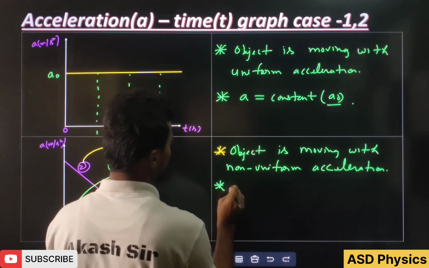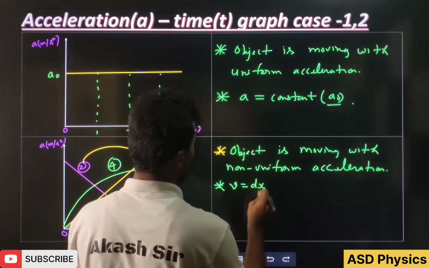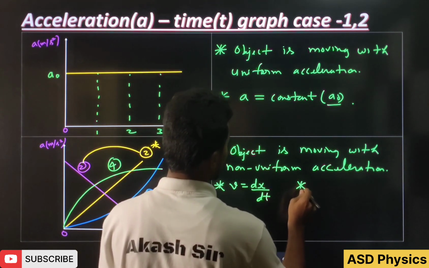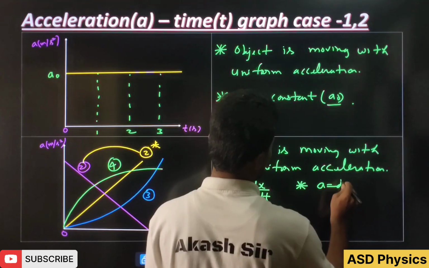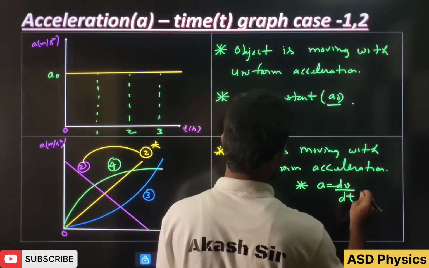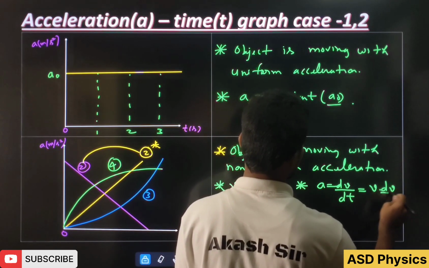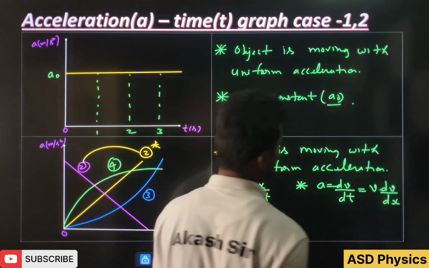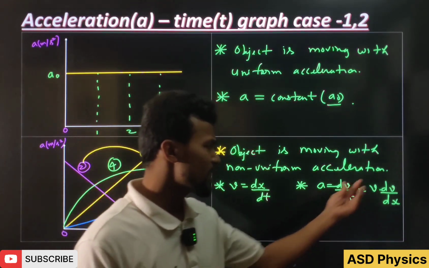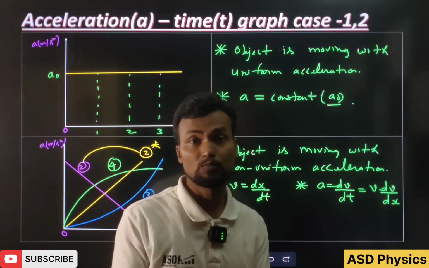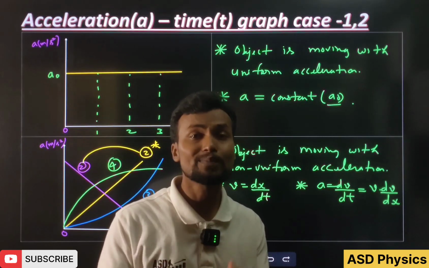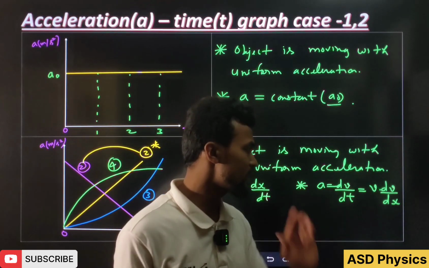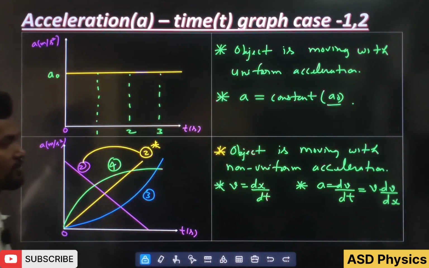Which kind of calculus will be valid? v equal to dx by dt, or we can write a equal to dv by dt, or we can write v into dv by dx. Even in a practical way, we can write v into dv by ds, because an object can move in x direction, y direction, z direction, but by default we take x. So that's why we are writing a equal to v into dv by dx.